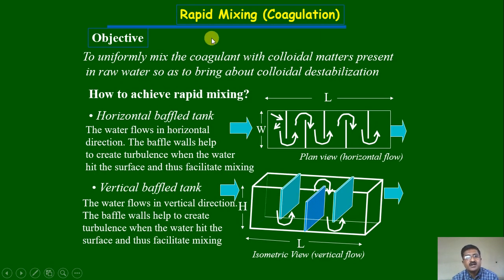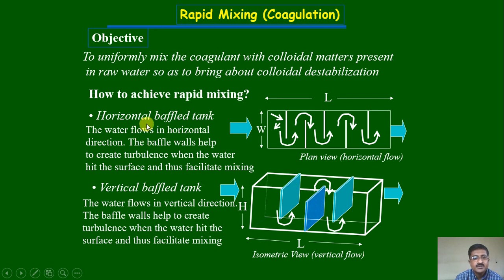Now, how can this rapid mixing be achieved, and what is the objective of it? It is to uniformly mix the coagulant with the colloidal matter present in the raw water so as to bring about colloidal destabilization. Then how do we achieve the rapid mixing? There are two processes, horizontal flow and vertical flow. You can see the horizontal baffles placed here, and this is the movement of the water, and these are the vertical baffles, so the water will move like this.